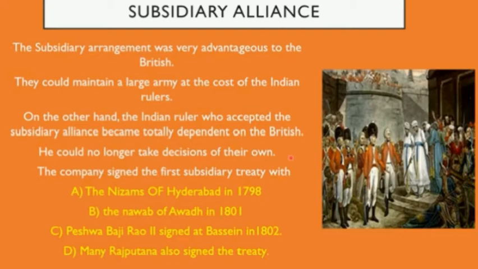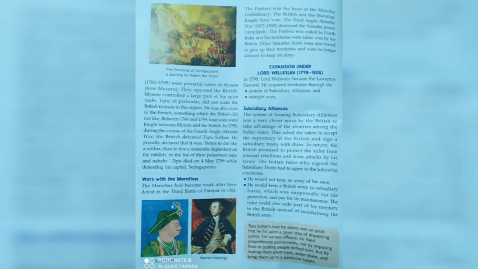And whosoever ruler signed this treaty had to follow certain conditions. Now what were those conditions? First condition was that Indian ruler was not allowed to keep his own army. Second condition, that they will have to keep the British army who will take care of their protection, and the ruler will pay for the maintenance of the British army.